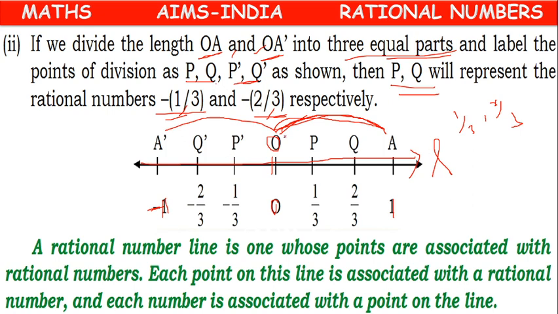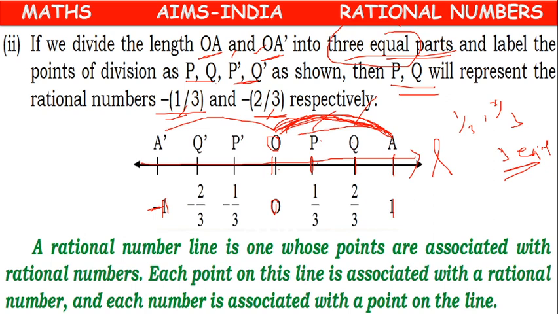Now this unit distance, OA, we want to divide into 3 equal parts. How to divide into 3 equal parts? We can take 2 extra points. O to P is the first part, P to Q is the second part, Q to A is the third part. If we want to divide the unit distance into 3 equal parts, we have to take the help of 2 more points, P and Q.